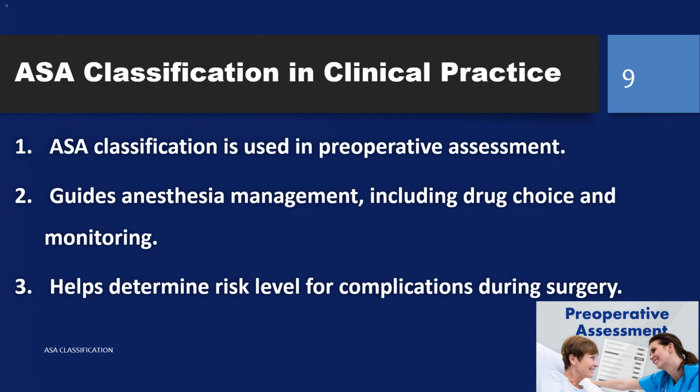3. Determining risk level. 1. Predicting complications. The ASA classification helps predict the risk of complications during surgery. 2. Risk stratification. It allows anesthesiologists to stratify patients according to their risk level and develop a plan to minimize risks. The ASA classification is a valuable tool in clinical practice, helping anesthesiologists assess patient risk, guide anesthesia management, and minimize the risk of complications during surgery.